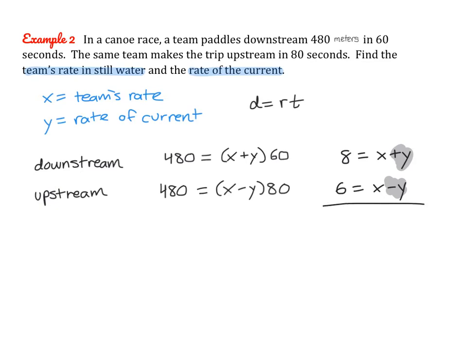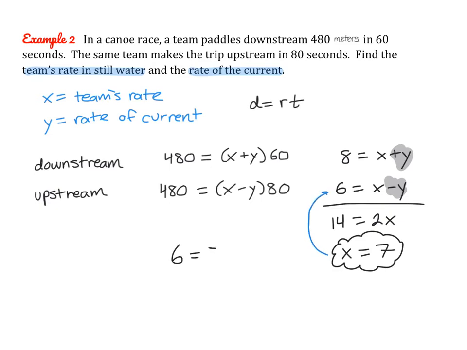So if we add vertically, we get 14 equals 2x, so x equals 7. So now that we know what x is equal to, we can substitute it back into either of our equations, either one up here. So I'll substitute it here.